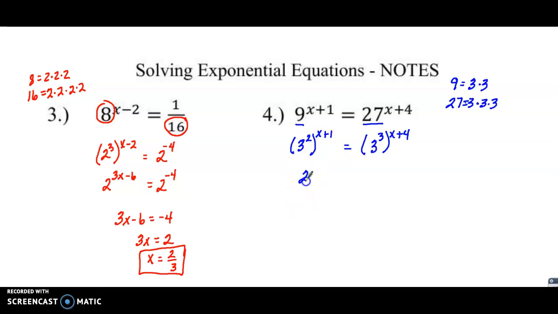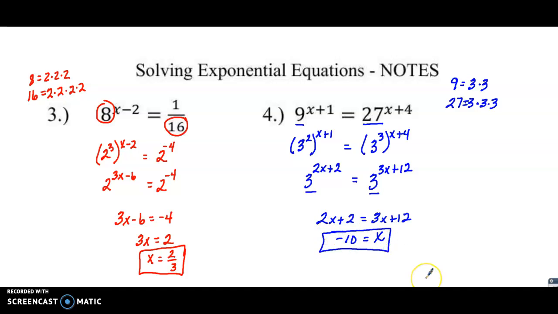Multiply your exponents. So I have a base of 3 raised to 2x plus 2, and on the other side, multiplying by 3, I get 3x plus 12. Once my bases are the same, exponents are equal to each other. So 2x plus 2 is equal to 3x plus 12. Move my 2x over and I get x. Subtract my 2 over and I get negative 10. And that's how we solve our exponential equations for this section.